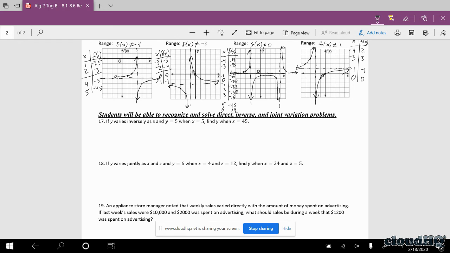Variation. Y varies inversely as x. You can either say y equals k divided by x and find out what k is and solve it, or you could say y sub 1 x sub 1 is equal to y sub 2 x sub 2. I prefer this option. So you plug in. Here's one set of data, 5 and 5. The other set of data, we don't know what y is when x is 45. So we're just going to divide by 45. So y is equal to 25 over 45. Both of those can be divided by 5, giving us 5 over 9.